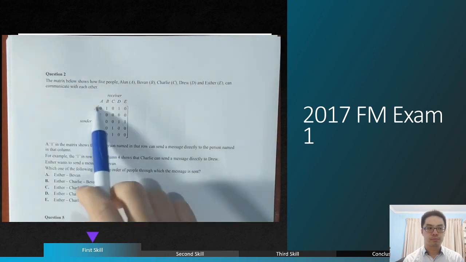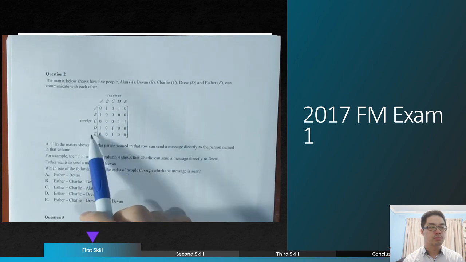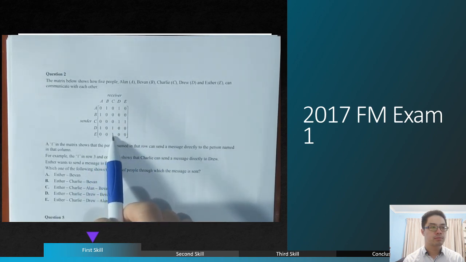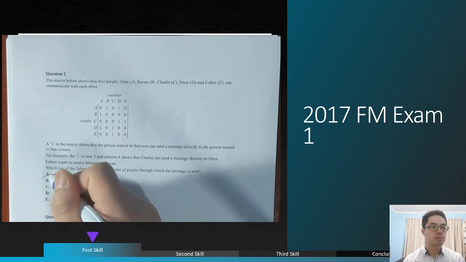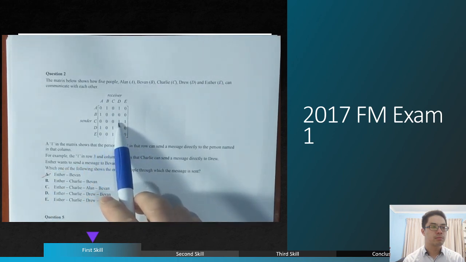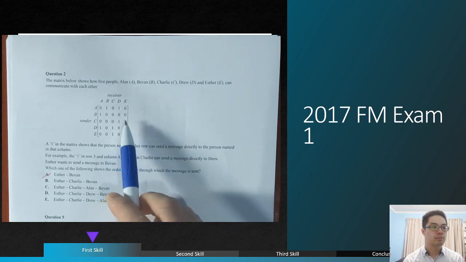Alright, so we're looking at sender and the receiver. I'm going to start with Esther. So if we look across, Esther can send, so you look across and go to the first one. Esther can send it to C, Charlie. So A is right. And then that means Charlie will be able to send it to D or to E. So look at these.